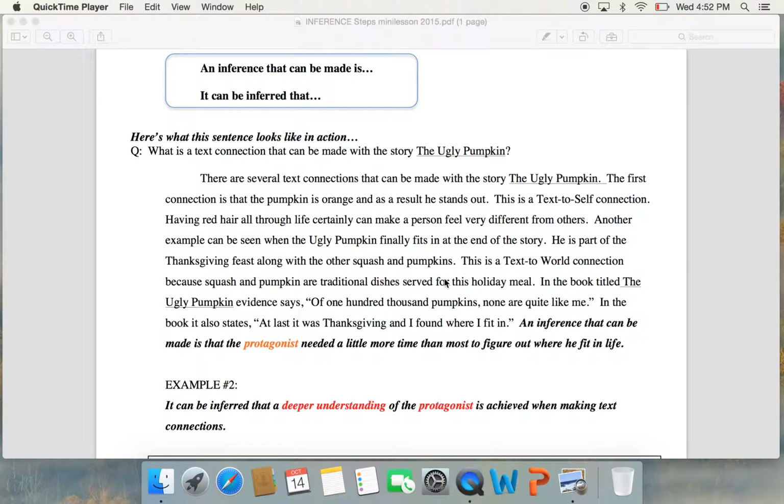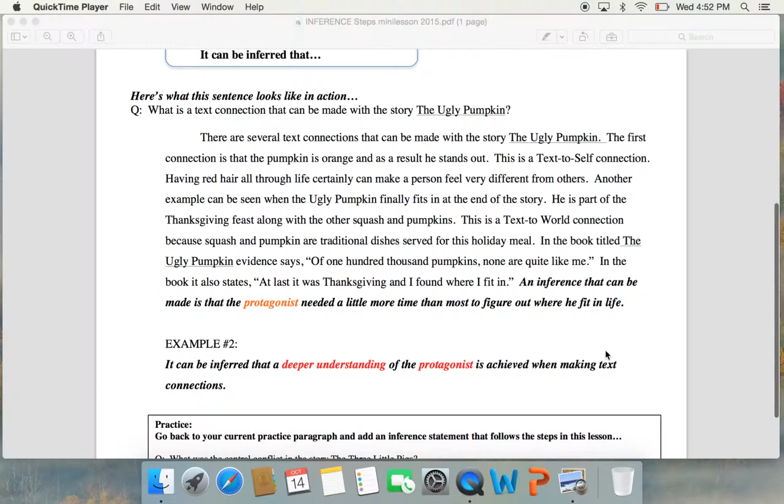It clicked for me. All I had to do was focus in on the character, and there's my inference statement. I used the word protagonist because it's an ELA term. And boy, did this sound nice. It's professional. An inference that can be made is that the protagonist needed a little more time than most to figure out where he fit in life.